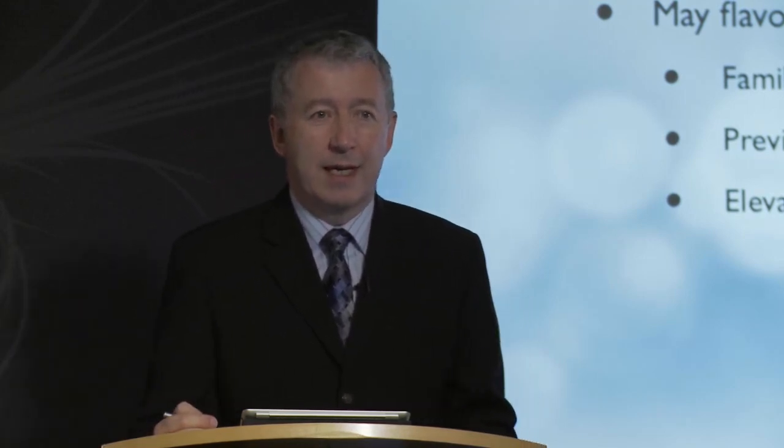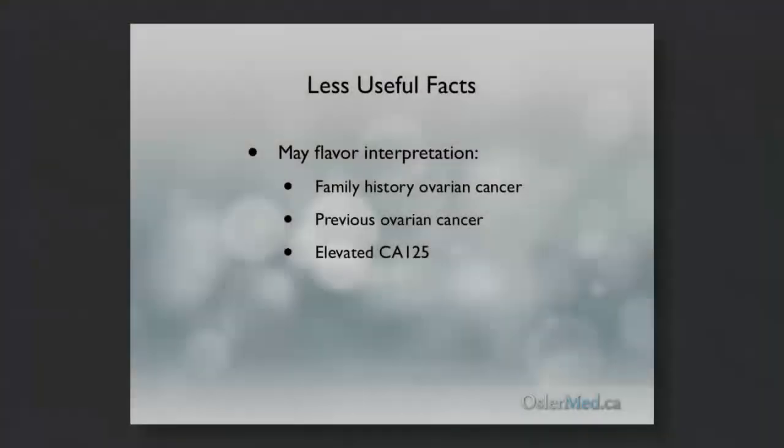Less useful facts, but that may flavor your interpretation of an adnexal mass, are a family history of ovarian cancer, because then the patient you're dealing with has an increased likelihood of having ovarian cancer, if the patient you're scanning has a history of previous ovarian cancer, or if the CA-125 is elevated.